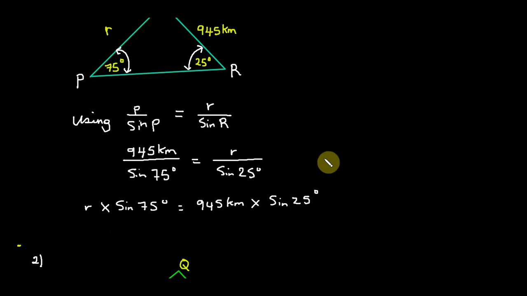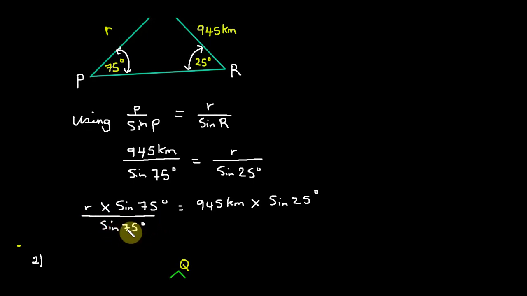So, my aim is to find side R, but we have an intruder. The intruder here is sine 75. We don't need sine 75 because we need to find side R. So in order to get rid of sine 75, I divide by sine 75.